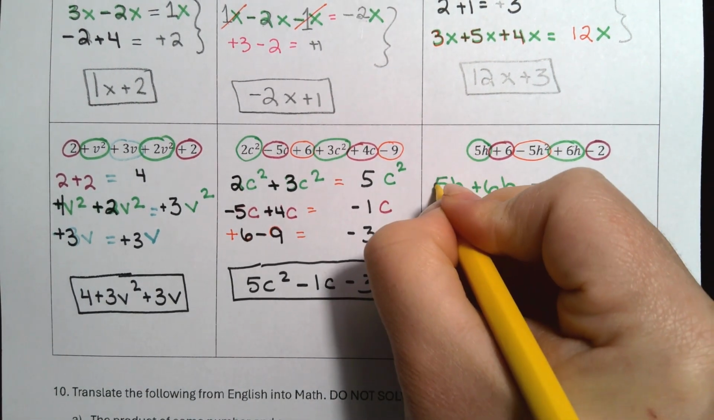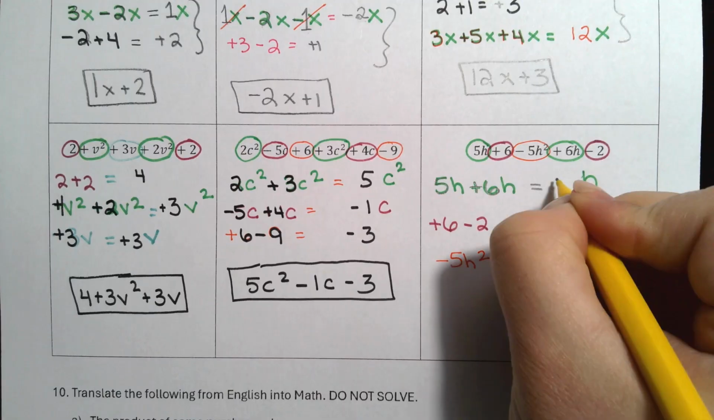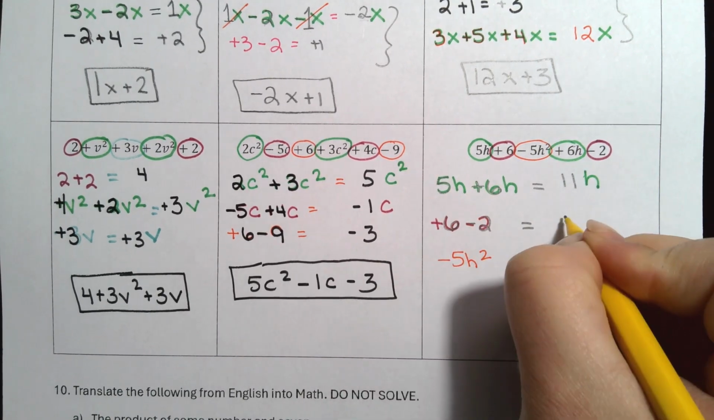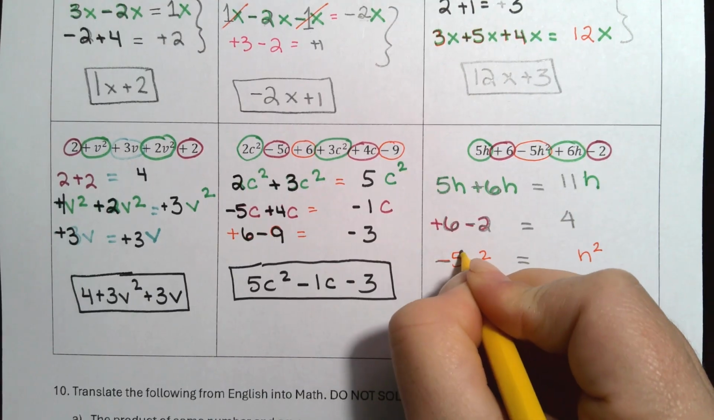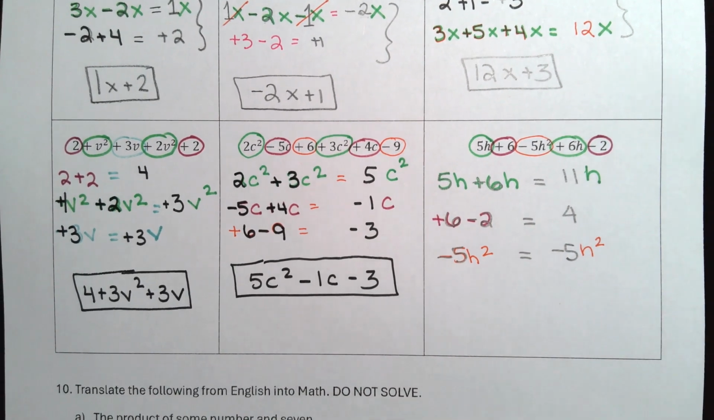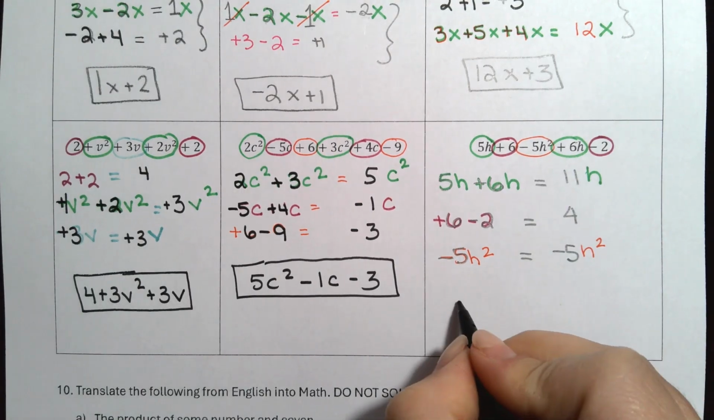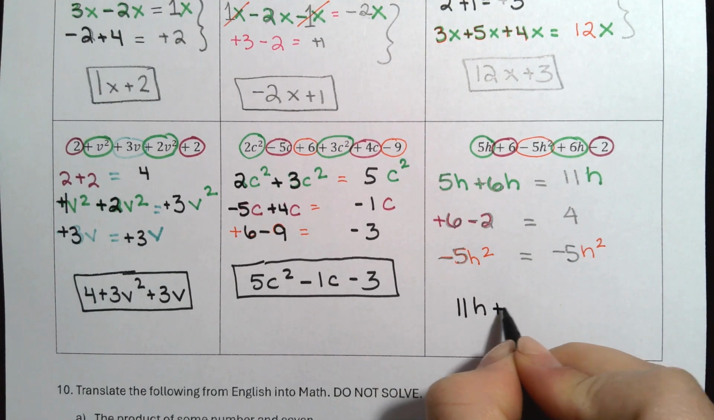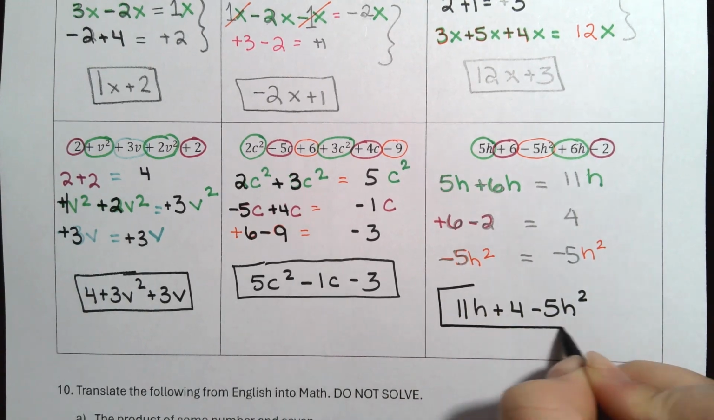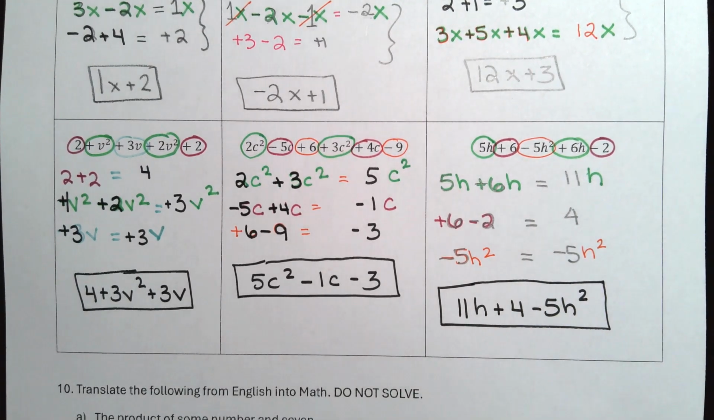Okay, we got 5 plus 6, which is 11. 6 minus 2, which is 4. And we here just have a negative 5, so it's just going to be negative 5. Let's write our answer. 11h plus 4 minus 5h squared.